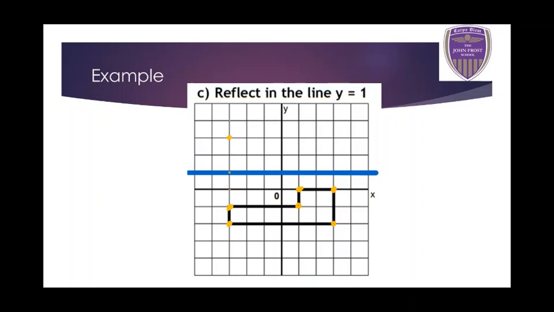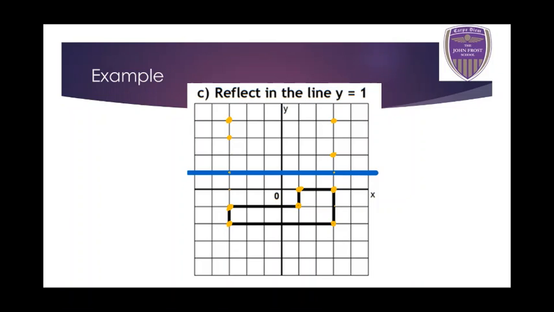1, 2, 3. I'm going to come across now to this point in the bottom right of the shape. How many squares is that away from the line of reflection? 1, 2, 3. That means I have to count 3 up. Coming up from that bottom point here, how many squares is that away? 1. So that means I'm going to have to draw 1 square up.